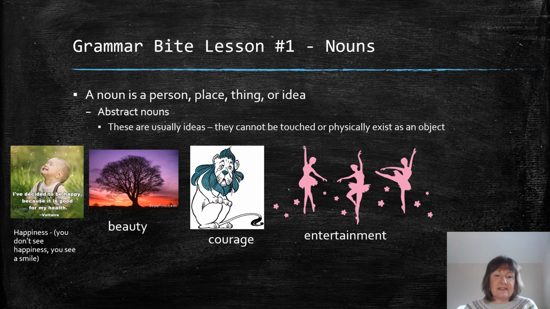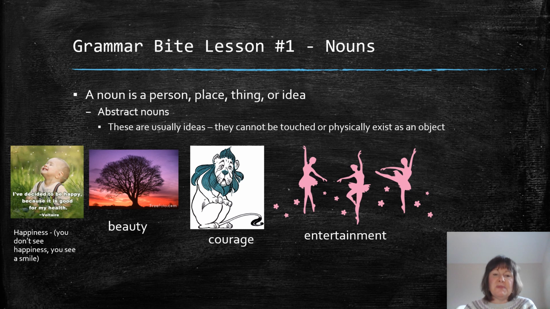Now, when we say happiness, we don't actually see the happiness. We see something that indicates happiness. We see a smile on a child's face, or maybe watching the child laughing, or some other indication that someone is happy. Those are the things that we actually see. Those are the things that are physically existing. This happiness is an emotion, and it's abstract. So we can't hold it in our hand, we can't touch it, we can't see it, taste it, smell it, or hear it. What we're seeing is the smile. What we're hearing might be the laughter.